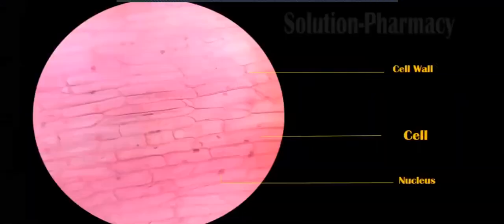When you look through the microscope, you will see a figure something like this. You can see the cells, the shape of the cells. Some round parts are there. They are the nucleus. You can see the cell wall, because a plant cell has a cell wall. The inner part is called the cytoplasm. See the labeling.